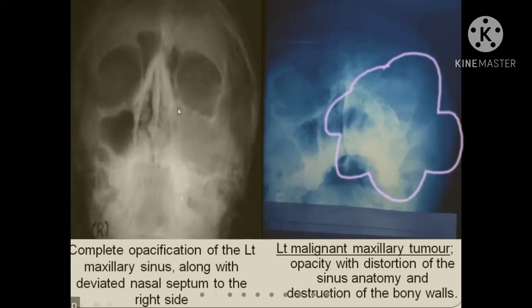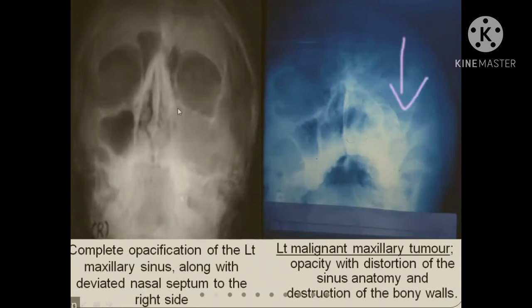Whereas in this right image, we see a complete opacification again of the maxillary sinus, but the surrounding margins of the maxillary sinus we are not able to visualize because there is bony destruction. As seen in the left X-ray, the infraorbital margin is clearly visible, but not in the right. So this is a case likely to be of a malignant maxillary tumor.